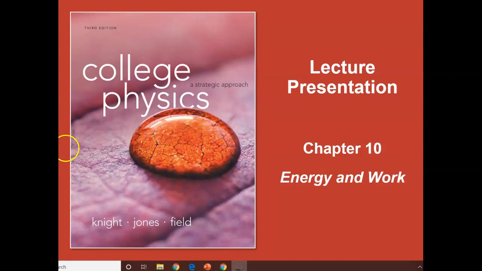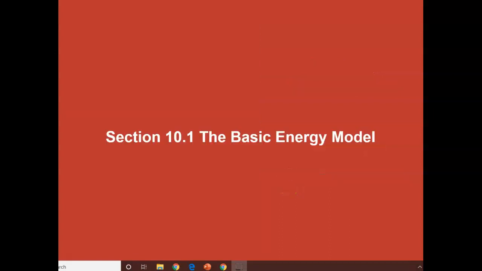All right, so this is the first part of Unit 4, which is actually on energy and work, and it's mainly on Chapter 10 of your textbook. So the first thing we're going to look at is just kind of the basics of energy.